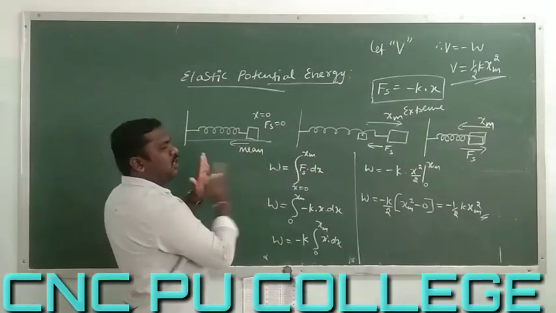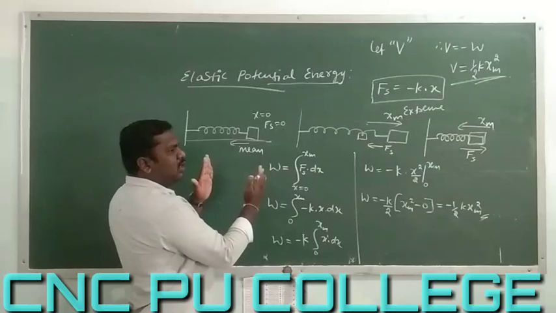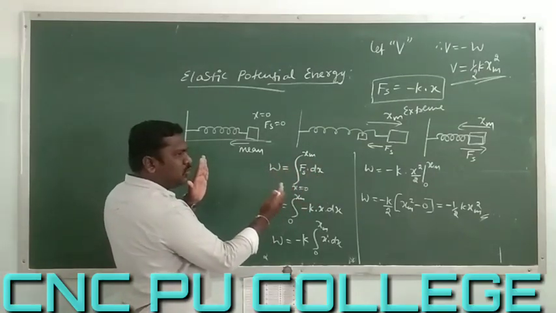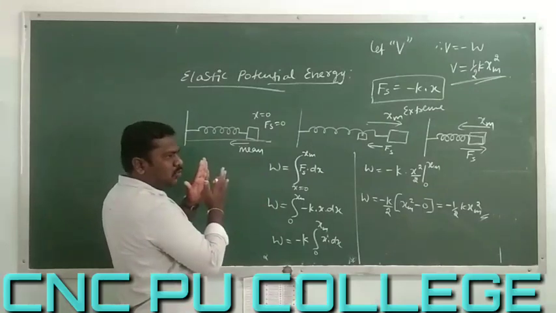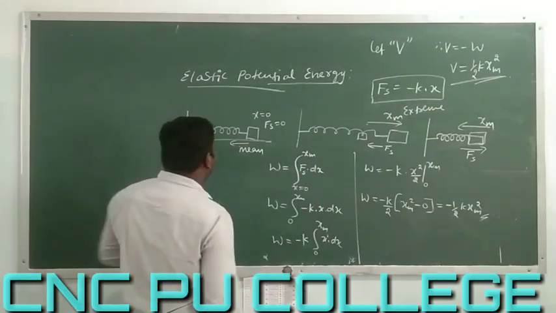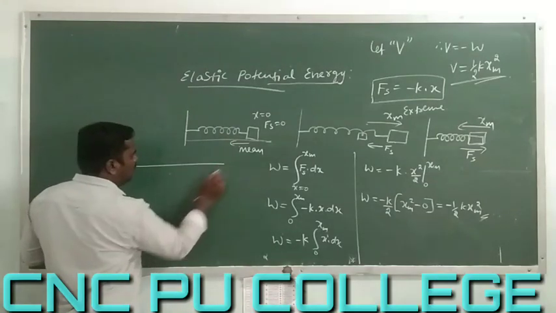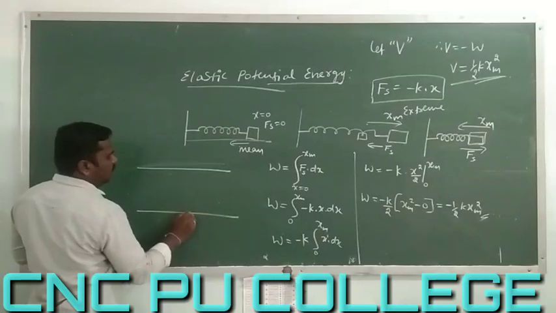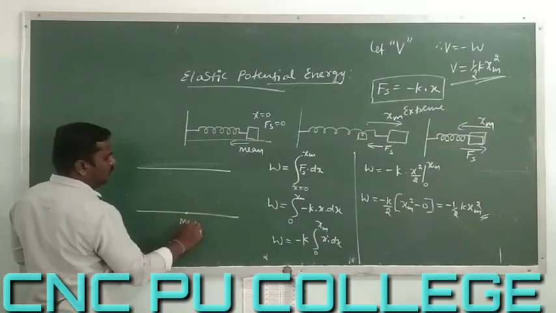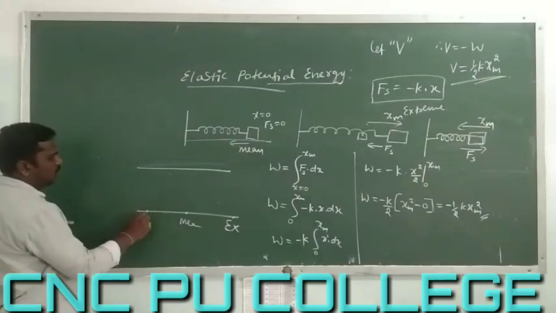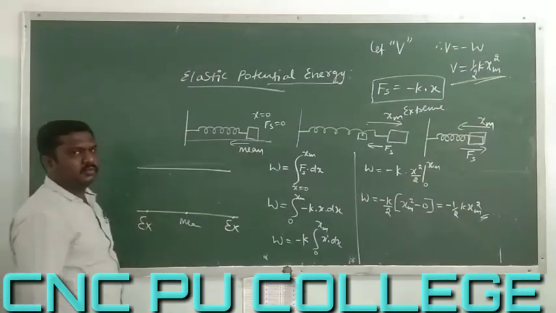So the spring oscillates: if it starts, the mean position is here, the extreme position on the other side, and it comes back to the mean position and reaches the extreme position on the other side. It is executing oscillations. So let us consider three different positions. This is the mean position, this is the extreme position, and this is the extreme position.